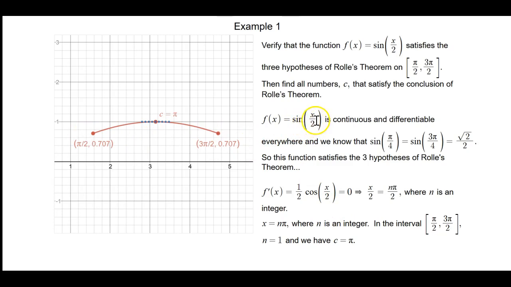If we take the derivative of the sine of x over 2, we get 1/2 cosine of x over 2, and we set that equal to 0 and solve for x, and we get x equals n pi, where n is an integer. Well, in this interval, the only value of n that works is 1. Only pi is in this interval. So therefore, we have c equals pi. And we can see graphically that this little piece of sine of x over 2 on this interval attains a local max at c equals pi. And of course the local max is where the derivative is 0.